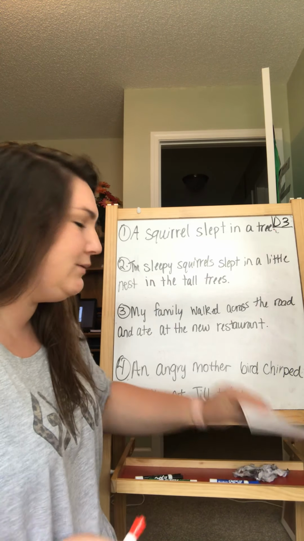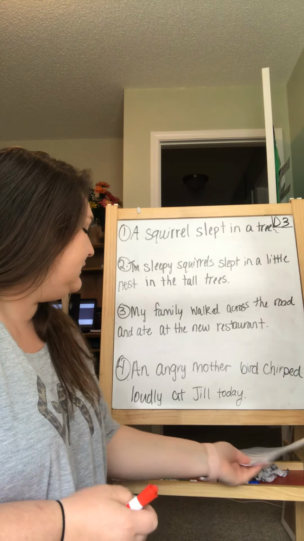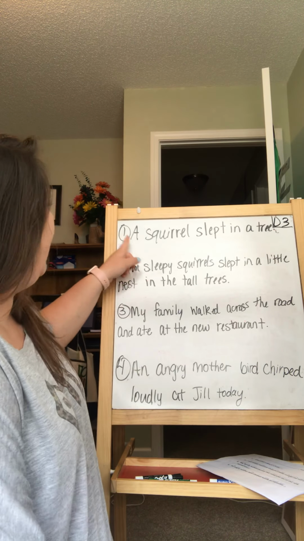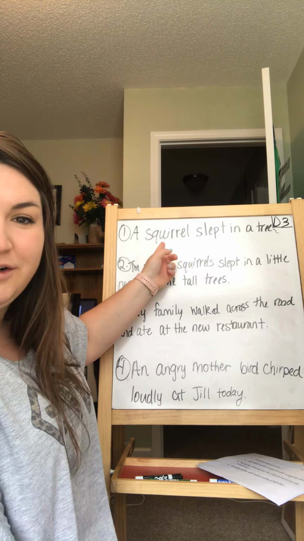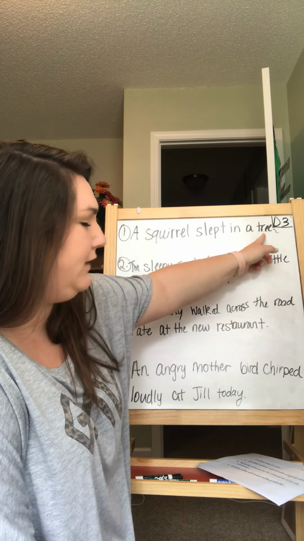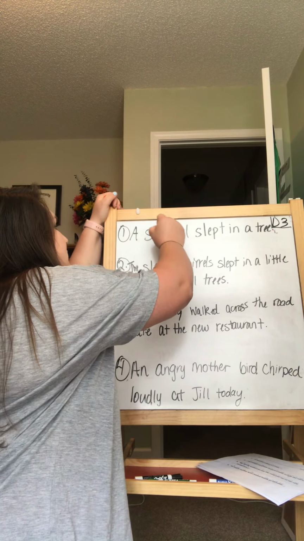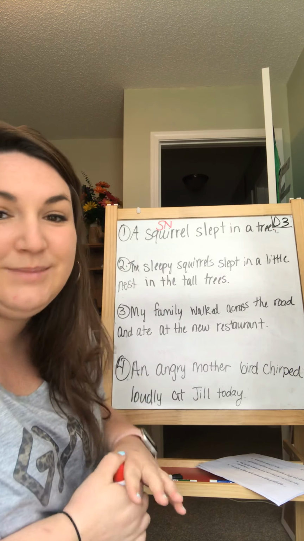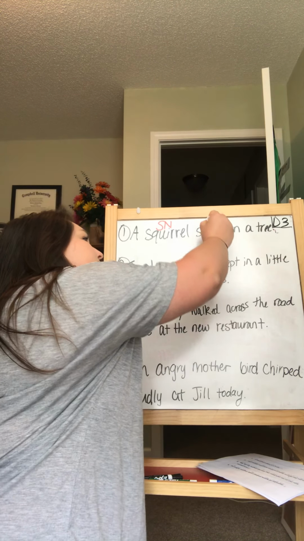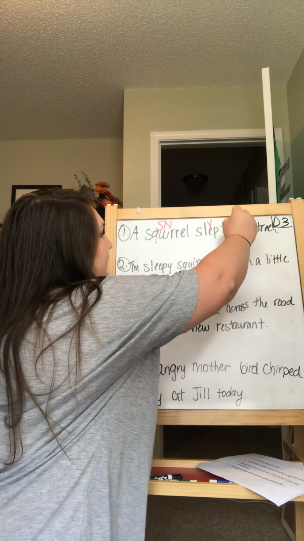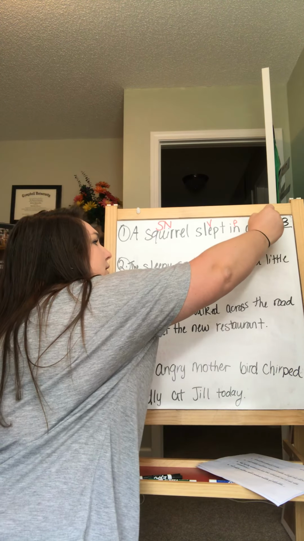Number 1. So again, I'm on D3, Shirley Grammar D3, all right? Number 1 says, a squirrel slept in a tree. Read it with me. A squirrel slept in a tree. And we say, who or what slept in a tree? Squirrel, subject, noun. What is being said about the squirrel? Squirrel slept, verb. In, preposition. In what? Tree. Object of the preposition.